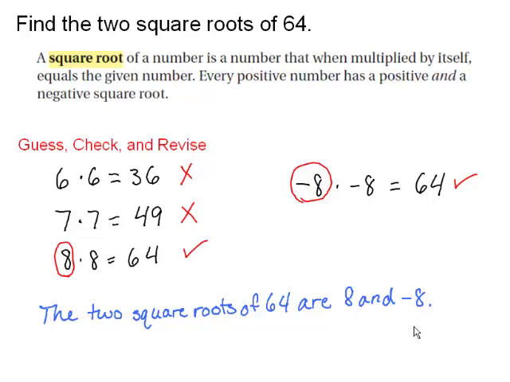Because 64 is a number with integers, 8 and negative 8, as its square roots, this means that 64 is a perfect square.